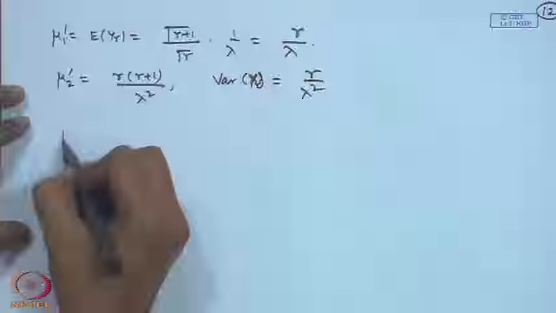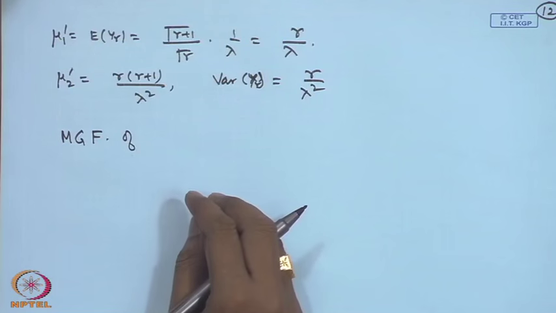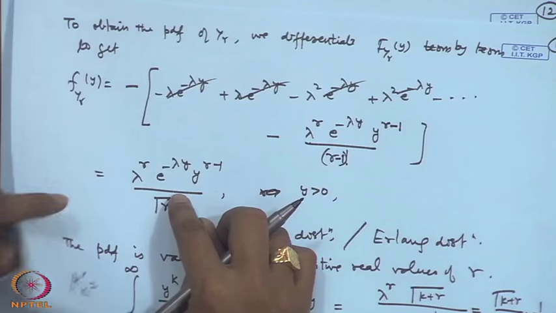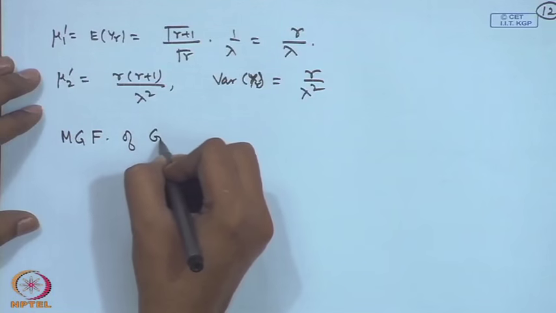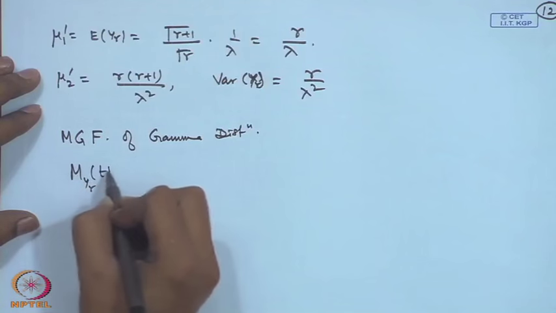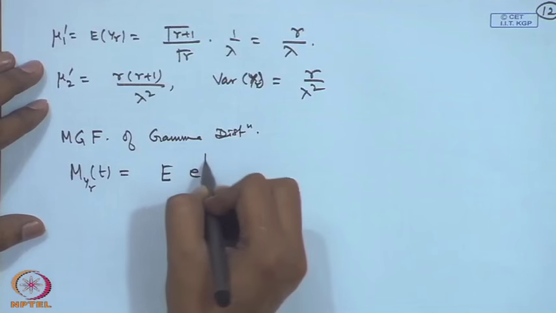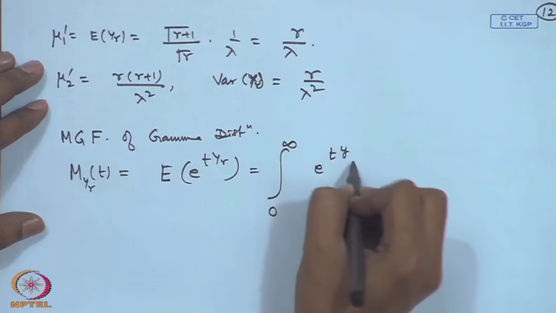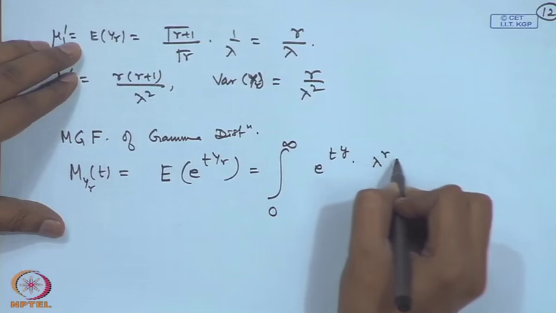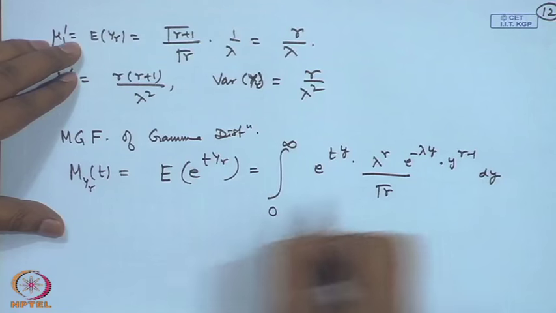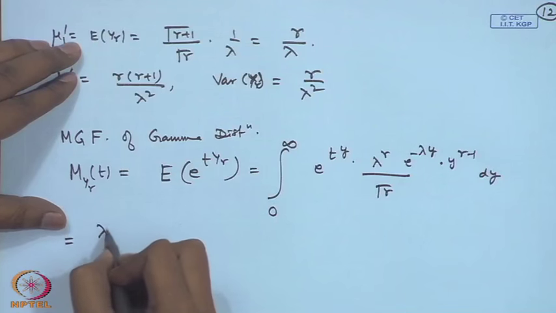We also look at the moment generating function for the exponential and the gamma distribution. Another important point you can note here: if I put r equal to 1, then I get the exponential distribution. So, if I consider the mgf of gamma, that is M y r of t, equal to expectation of e to the power t y r, that is integral 0 to infinity e to the power t y, lambda to the power r e to the power minus lambda y, y to the power r minus 1 by gamma r dy. So, that is equal to lambda to the power r.